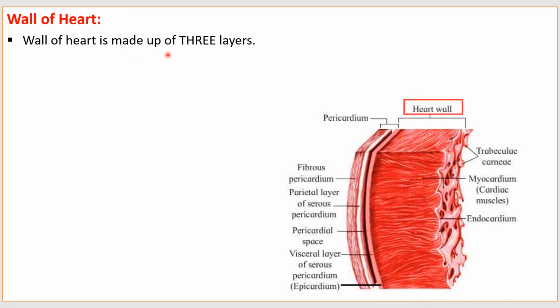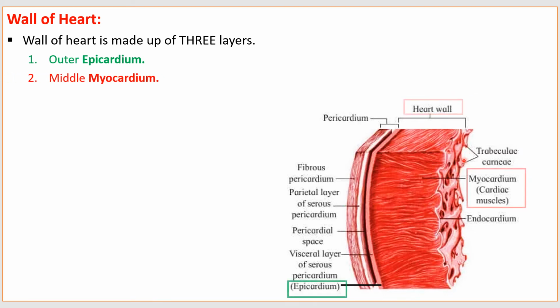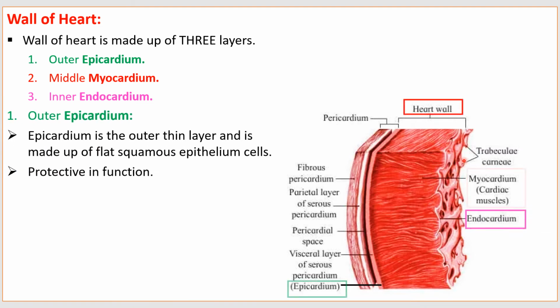The wall of heart is made up of three layers: outer epicardium, middle myocardium, and third inner endocardium. First of all, we'll see the outer epicardium. So this is the outer epicardium layer. Epicardium is the outer thin layer and is made up of flat squamous epithelium cells. The main function of epicardium is protection.